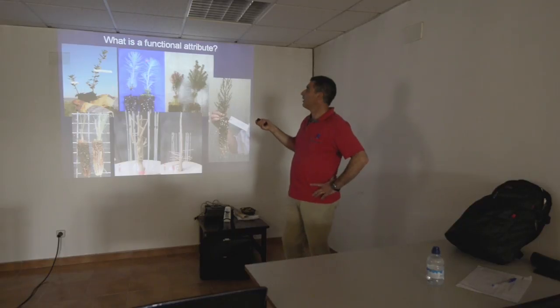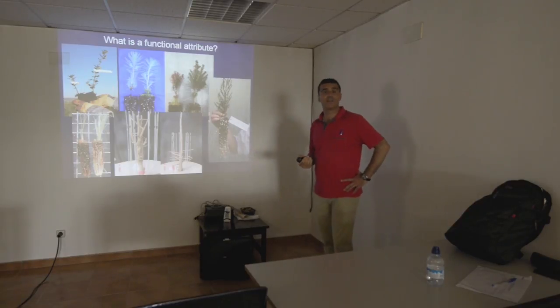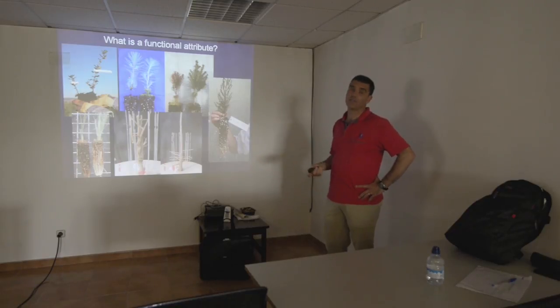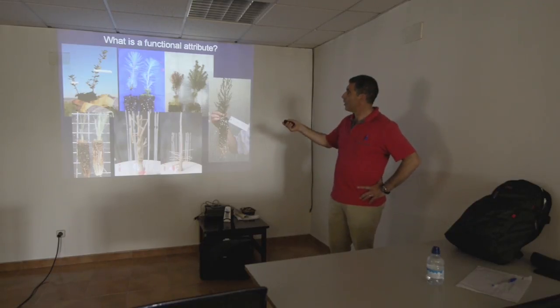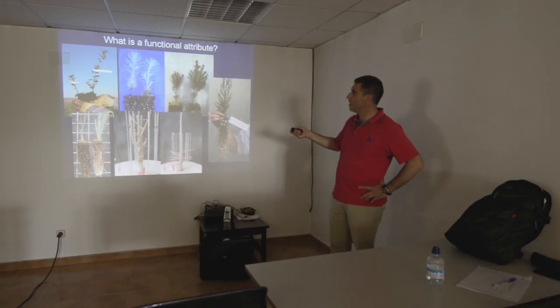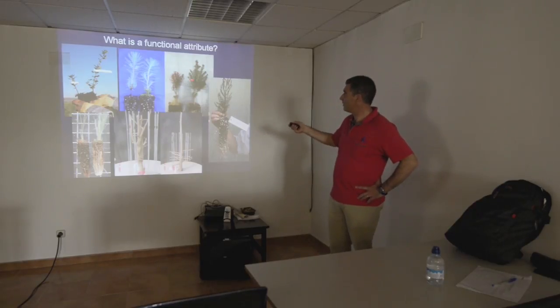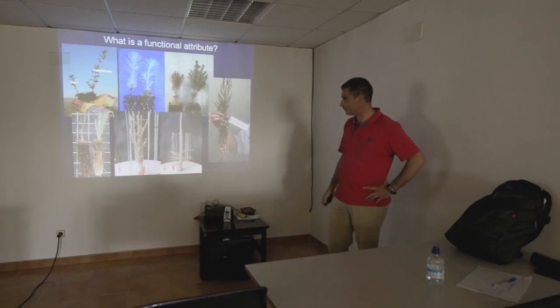Another example is the degree of hardening of the seedlings. These two pines have different hardening levels. This one is very low hardened because it's growing. You can see that the stem is not brown, it's not lignified. This is lignified, a more hardened seedling, so it's more resistant to cold and drought conditions. Likewise, this one is more cold tolerant than this one that has suffered from photoinhibition.